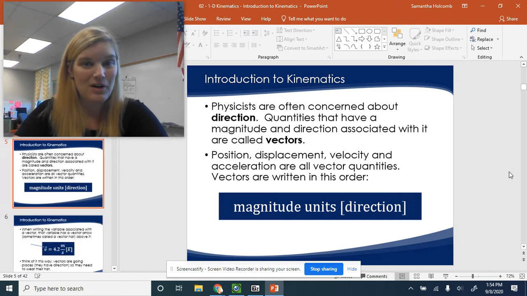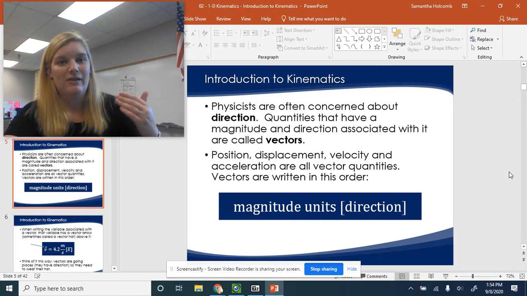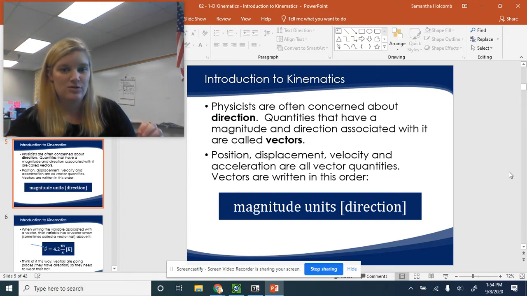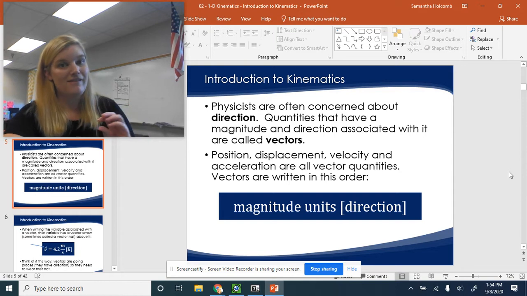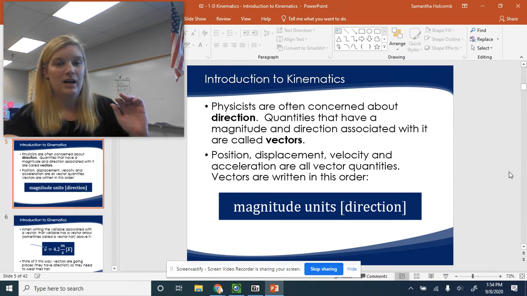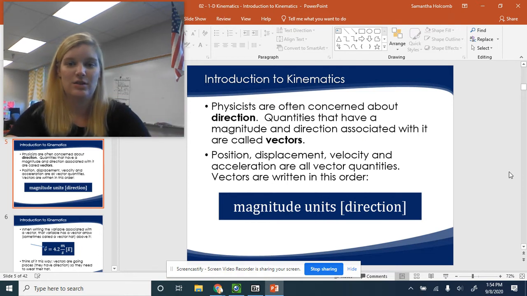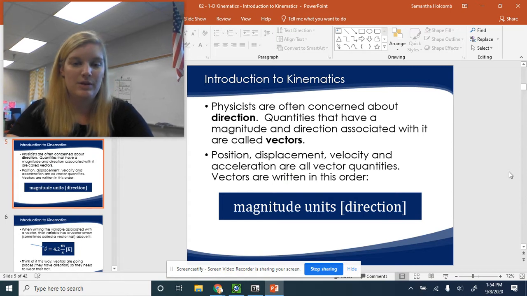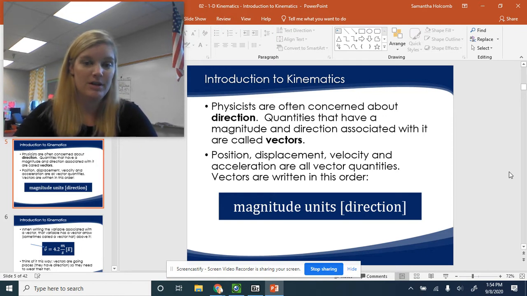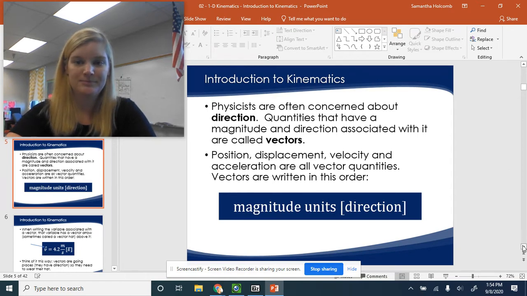But in physics, we are usually concerned about what direction you're going because it makes more sense for a lot of the things that we do. So we have numbers with a magnitude and a direction, and that is considered a vector. If we have like 5 miles per hour east, we have a number and a direction with it that is considered our vector quantity. And we will use this with position, displacement, velocity, and acceleration, and we're going to write it as the magnitude of the units, so your number, and then you're going to put a direction in those brackets so that we know which way that number is going.